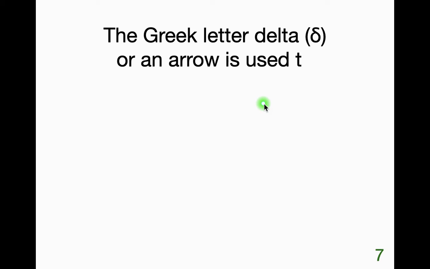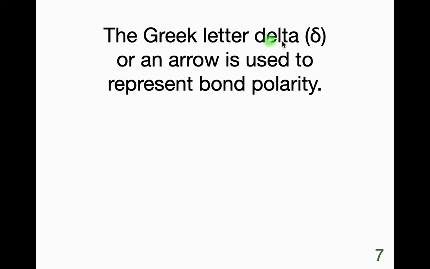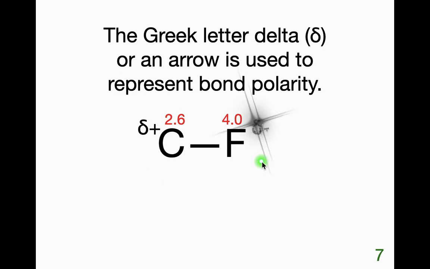When we have a polar covalent bond, we use the Greek letter delta or an arrow to represent the bond polarity. So let's look at the bond between carbon and fluorine, for example. We're not looking at a molecule, just the bond between these two atoms. When we look up the electronegativity values, we can see the difference between the two is 1.4, so that falls into the polar covalent category. So it's an unequal sharing of electrons, and because fluorine is more electronegative, you have more electrons over on the fluorine side.